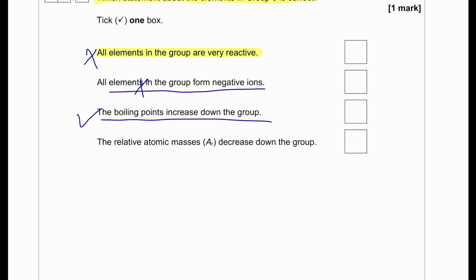Yes, the boiling point can increase down the group because even though they're gases, down the group they become bigger and bigger atoms, so they become heavier and heavier. So the heavier the atom, technically it should have a higher boiling point. The relative atomic mass Ar decreases down the group. We know that Ar always increases down the group. So the third point is correct.